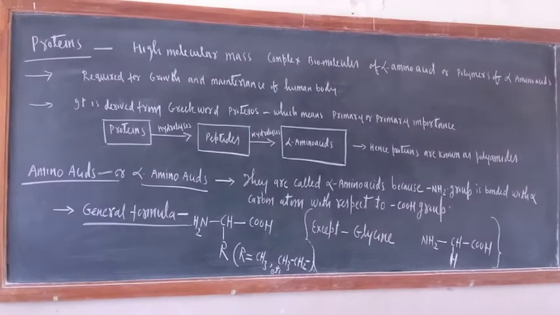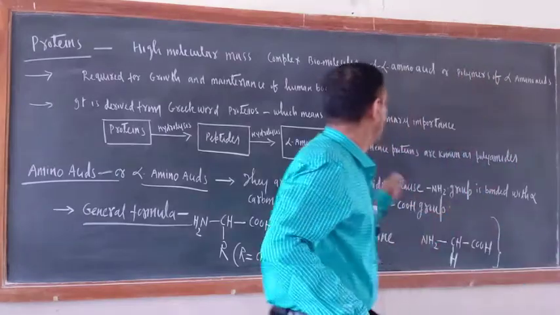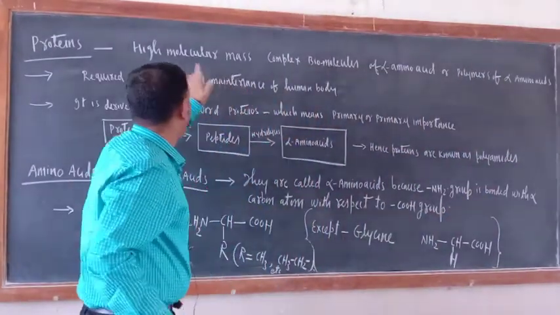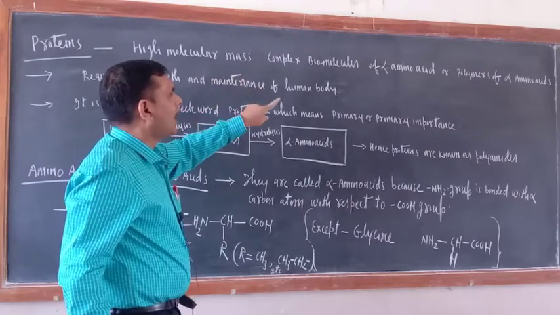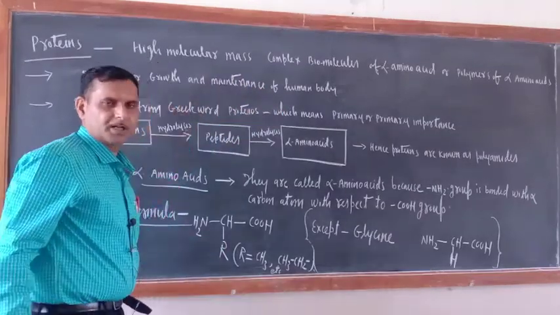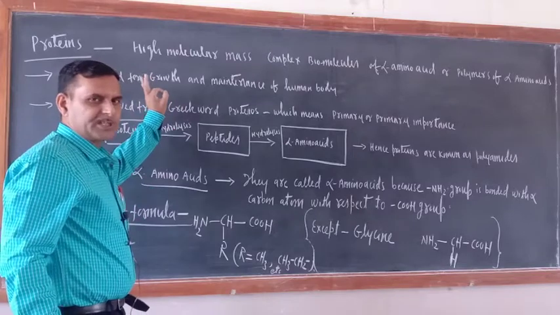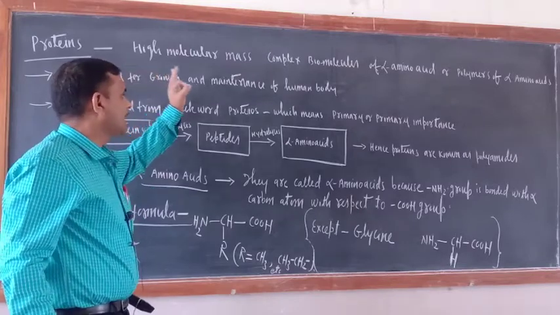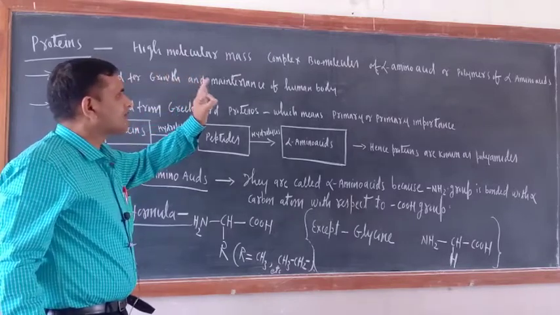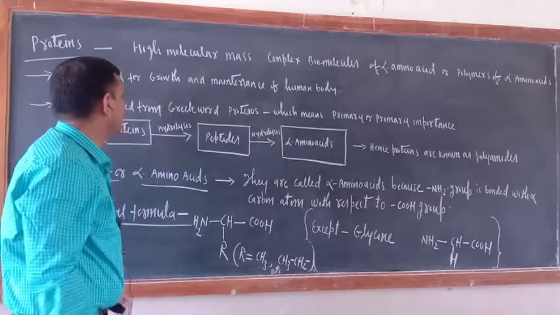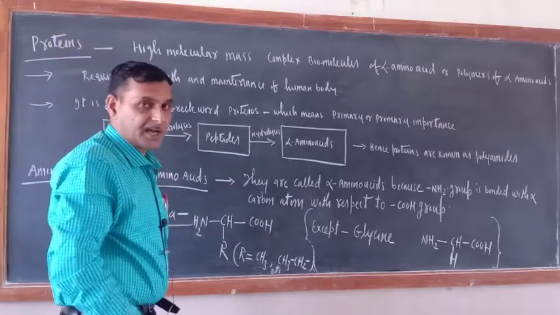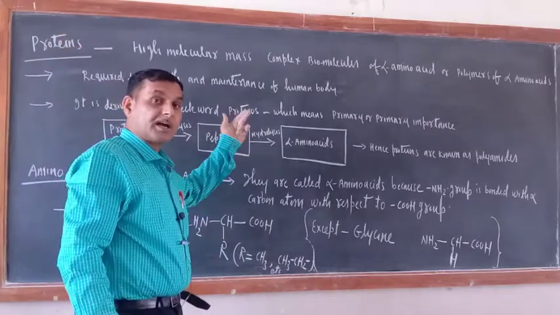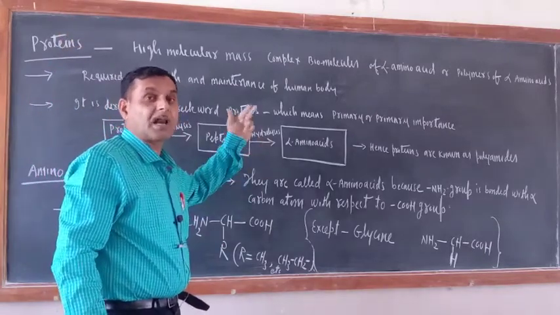Okay, so now proteins. What are proteins? High molecular mass complex biomolecules of alpha amino acid. What are proteins? Entire information is given here. High molecular mass complex biomolecules of alpha amino acid. High molecular mass means their molecular mass is very high. Moreover, they are complex molecules of alpha amino acid.